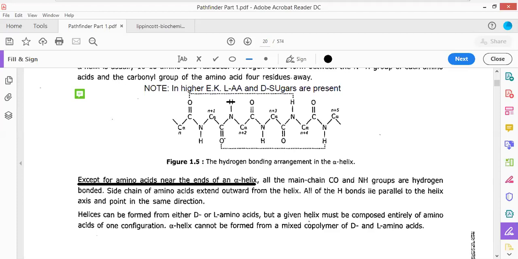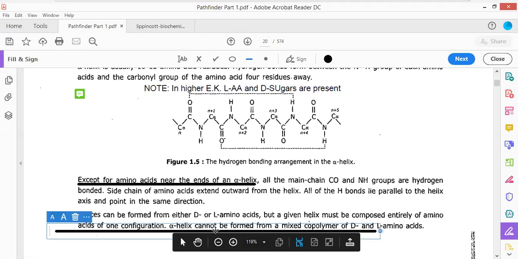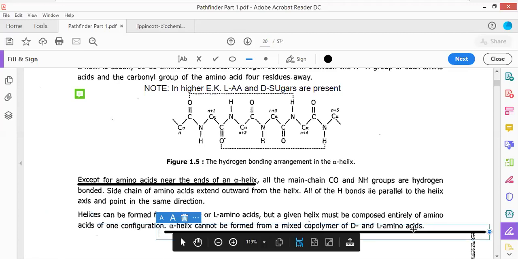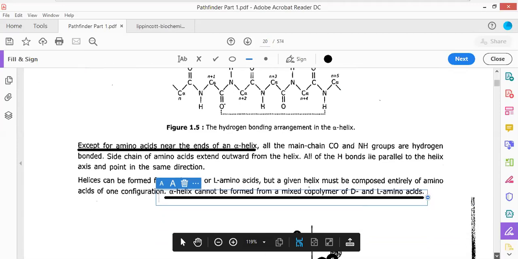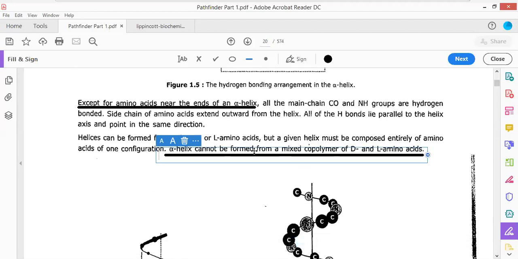Okay. Next. See, a helix can be formed from either D or L amino acids, but a given helix must be composed entirely of D amino acids or L amino acids. An alpha helix cannot be formed from a mixture or copolymer of D and L amino acid residues. This question is from IISc Bangalore. Then only we introduced, along with Sir, this part in this particular book.